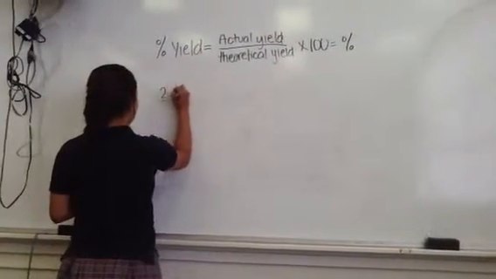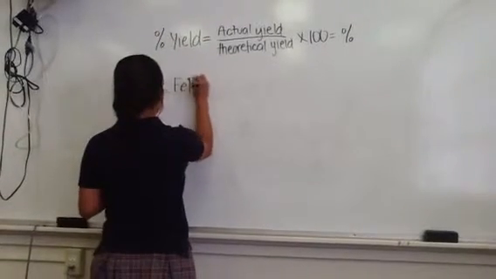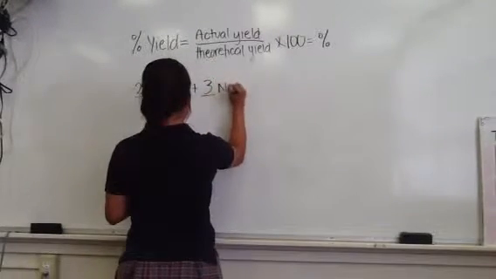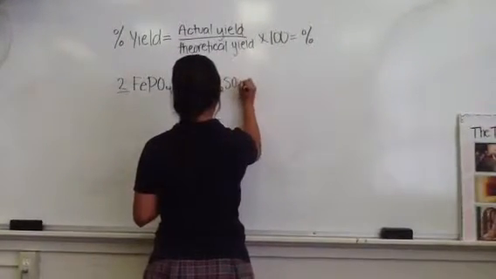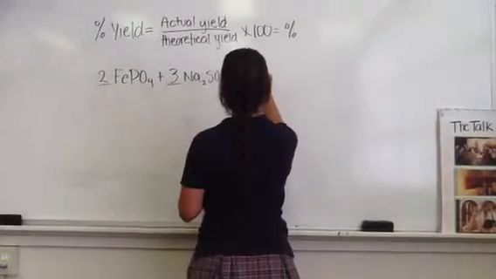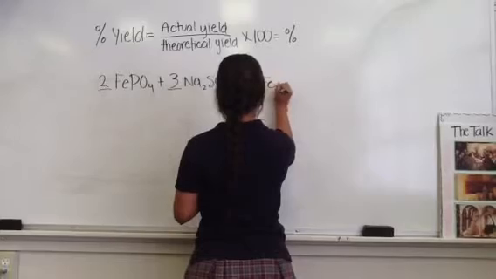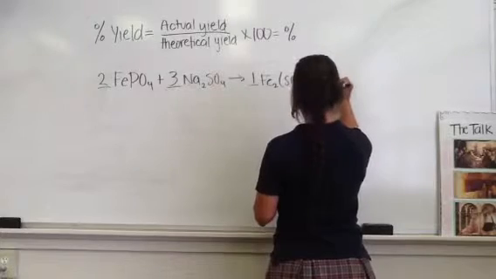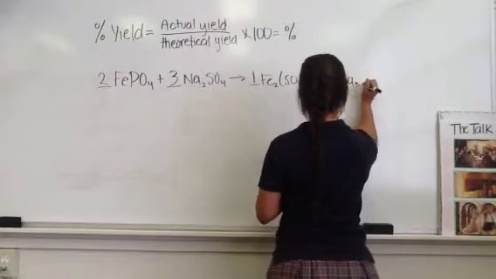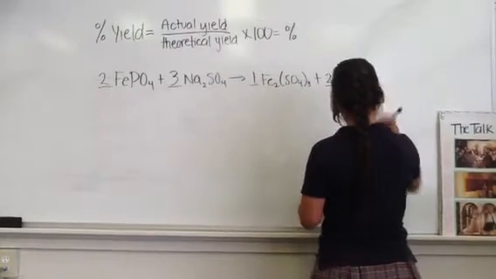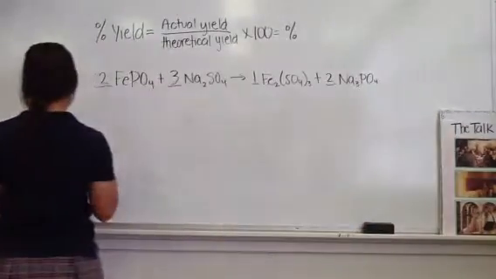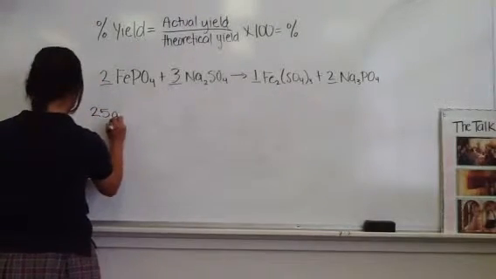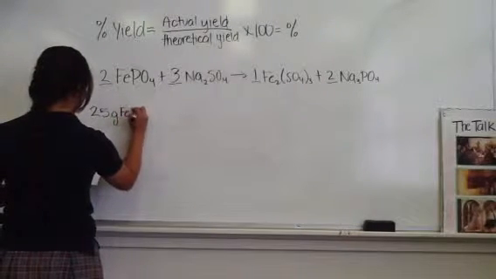Our equation today will be iron phosphate to react with sodium sulfate to produce iron sulfate and sodium phosphate. Our question is, if I perform this reaction with 25 grams of iron 3 phosphate and an excess of sodium sulfate, how many grams of iron 3 sulfate can I make?